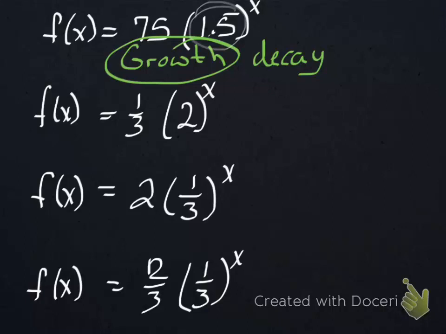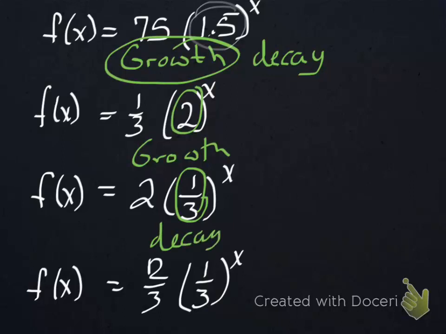So, this next problem, growth or decay? Because this number is greater than 1. Next one, growth or decay? Decay. Because this number is between 0 and 1. And this last one, decay as well, because that number is between 0 and 1. Don't be fooled in thinking that anytime there's a fraction or anytime there's a decimal being raised to a power, it's a decay. That's something a lot of people fall into the problem of.